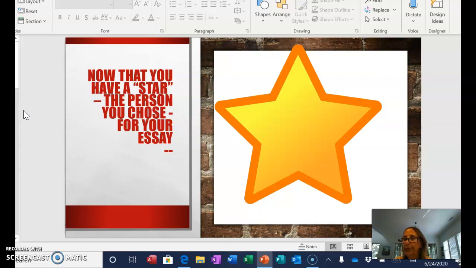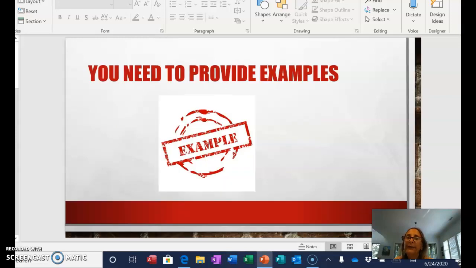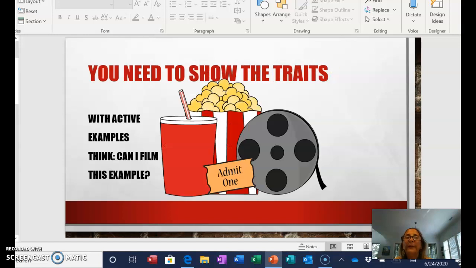So you have your person, right? And you've identified their 3 character traits, correct? Okay, and here we go with the next step. You need to provide examples within each of those character trait paragraphs. You need to show these traits in action.